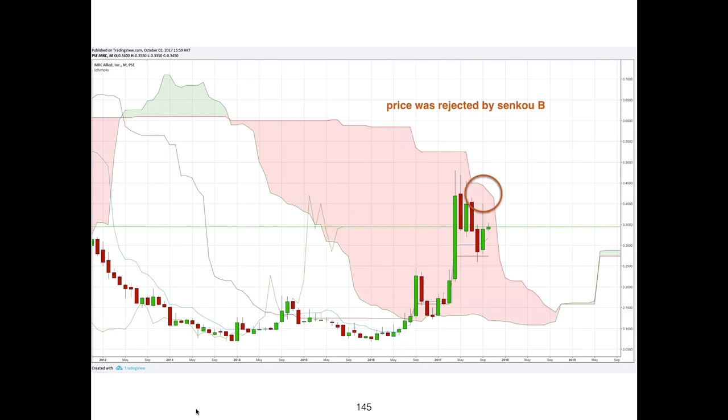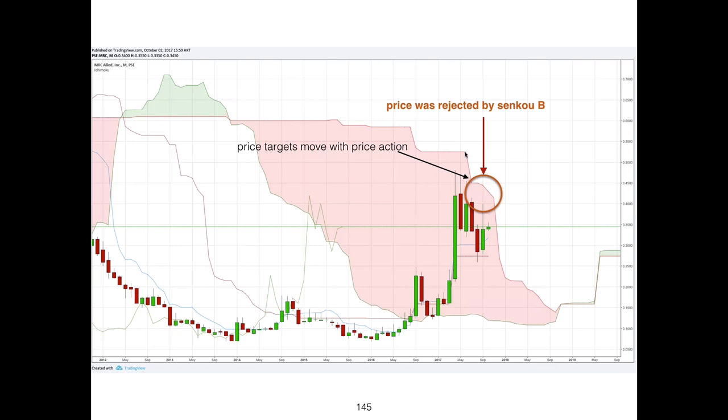This is the Senkou B. Price was rejected by the Senkou B line. It hit 48 and dropped back down. But note that price targets also move with price action, because previously, earlier on in the movement of MRC, I was actually looking at this area, which is around 66, as the price target. But as price moves with time, it also causes the price targets to move along with it.